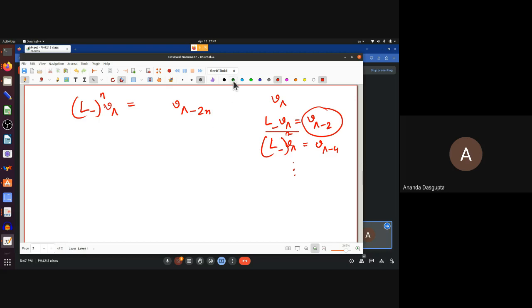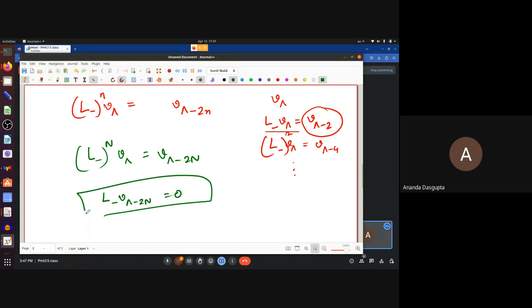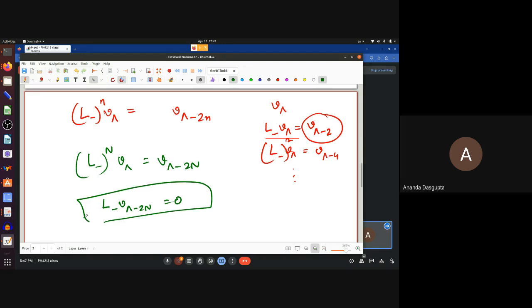And if I continue this way, of course, there has to be a lower limit. So there has to be some capital N, such that L minus n V lambda will be, of course, by general definition, this. But when L minus acts on this state, you are going to get zero. Okay? Right?